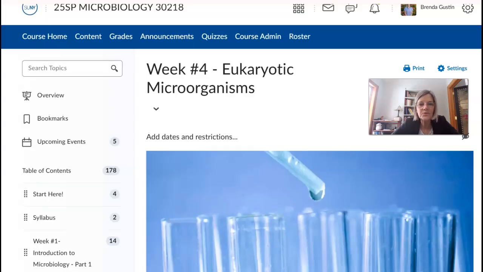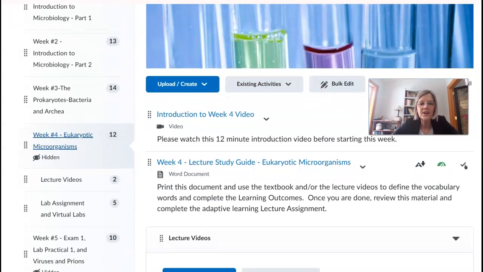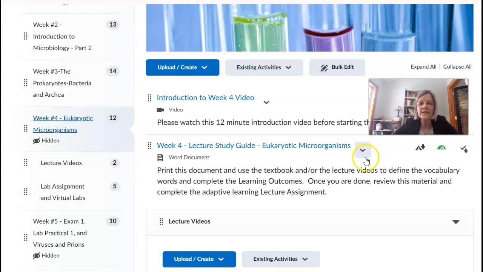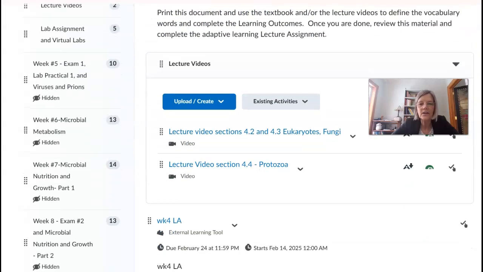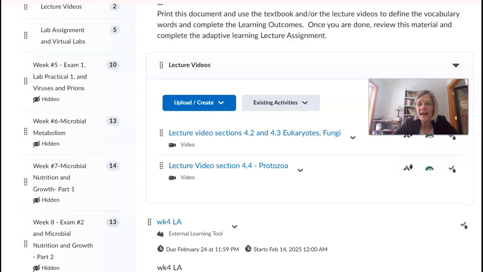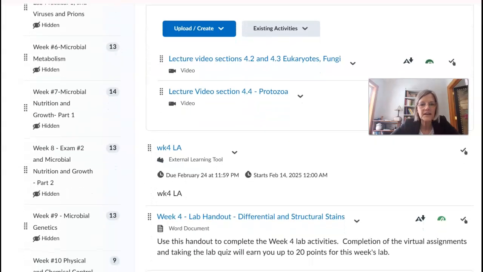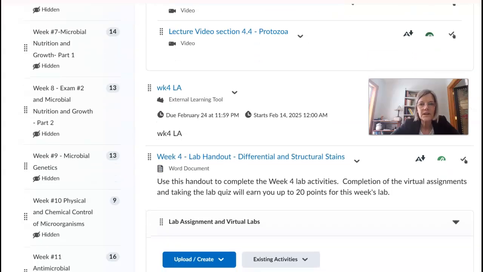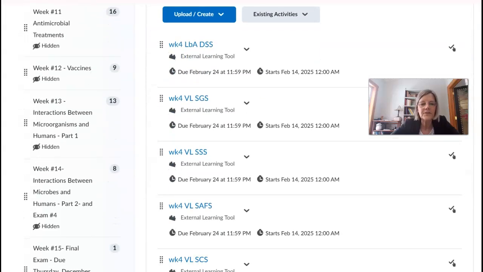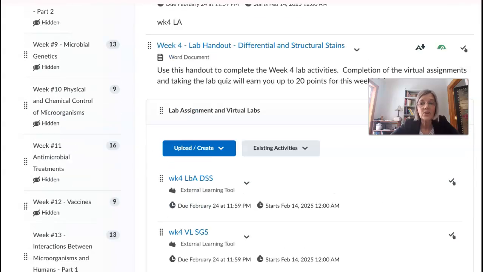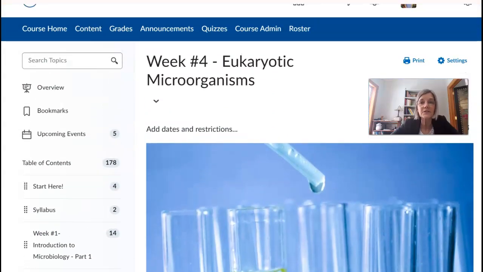But for week 4, it's a really straightforward week. We're going to be doing eukaryotic microorganisms, talking about fungi and protozoa, and I'll try to find some things you can relate to there, to help give you a perspective of some of the things we do in microbiology. There's a lecture assignment. There's a lab handout where we're doing some stains, a bunch of virtual labs, and a lab quiz. So this week looks really similar to other weeks.